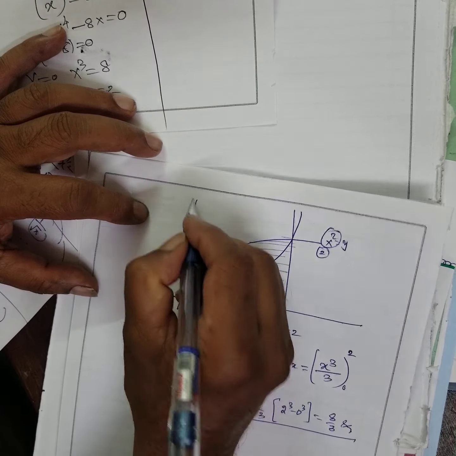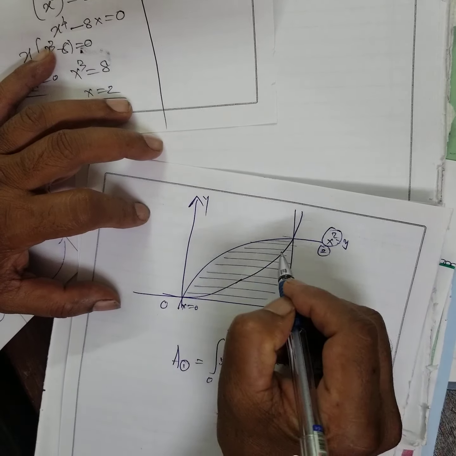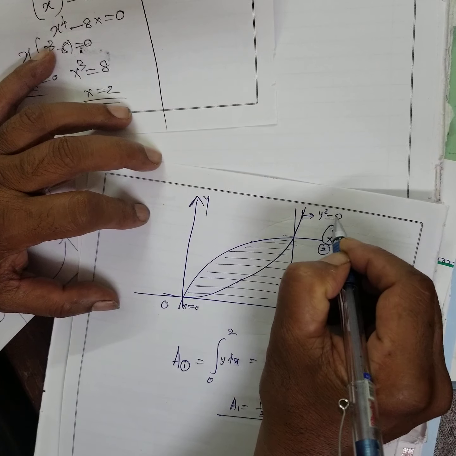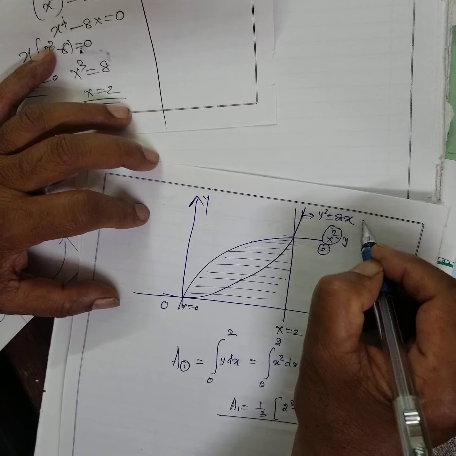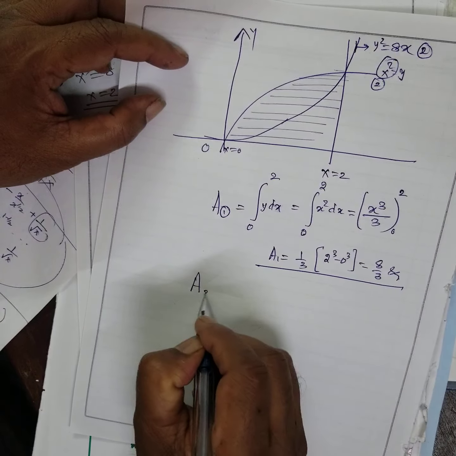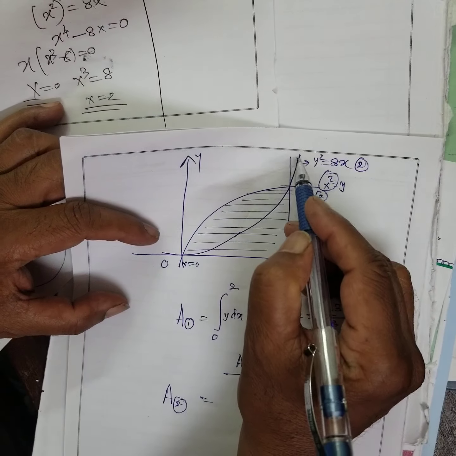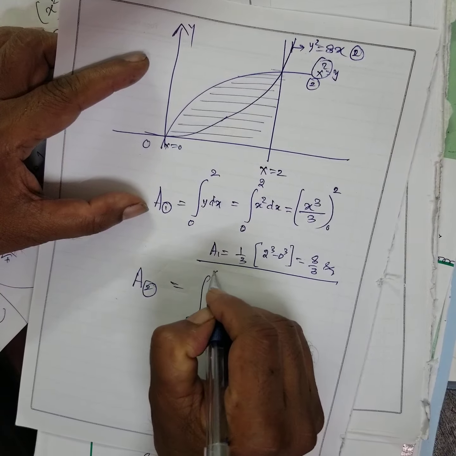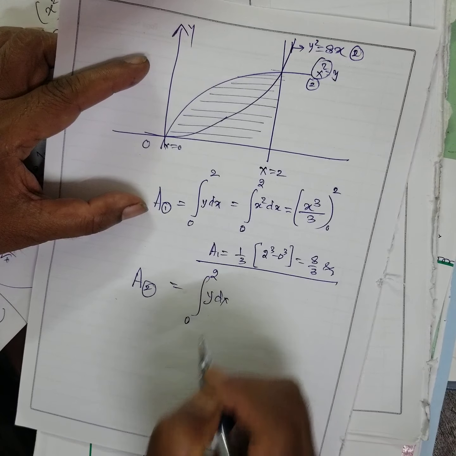This is the x-axis, y-axis. This is the area bounded by the curve. What is this curve? This y square is equal to 8x, correct? This is the second curve. Therefore A2 is what? Area bounded by this curve. That is the integral from 0 to 2 of y dx.